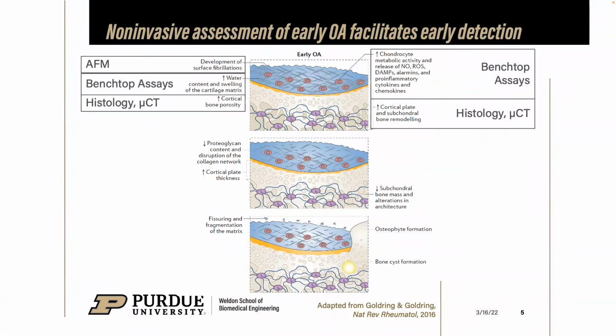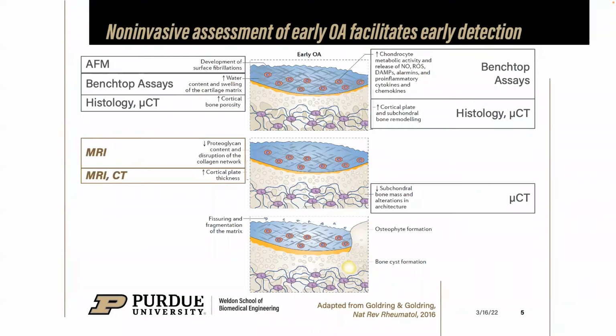And so as I talked about, with very, very early OA, a lot of the techniques that are able to detect these changes aren't currently available in terms of non-invasive assessment, right? No patient is going to allow you to do an AFM on their existing cartilage in order to determine whether or not the surface is fibrillated. And the same thing happens with any of the histology and other benchtop assays that tell us whether or not there are changes in cell phenotype or changes in water content or swelling of the matrix.